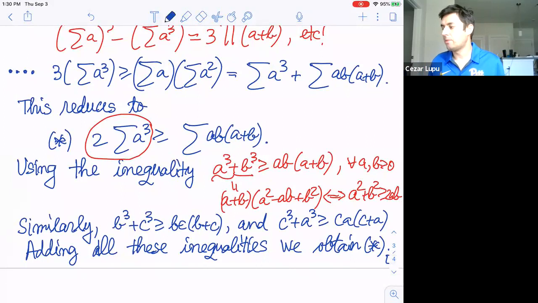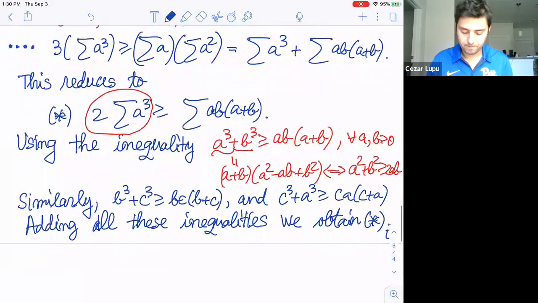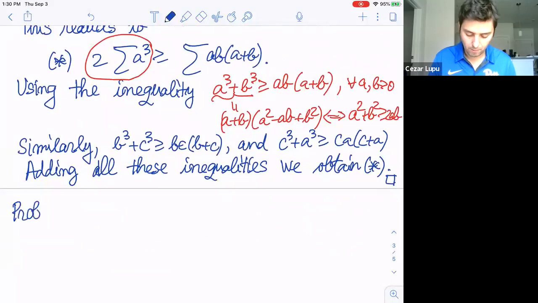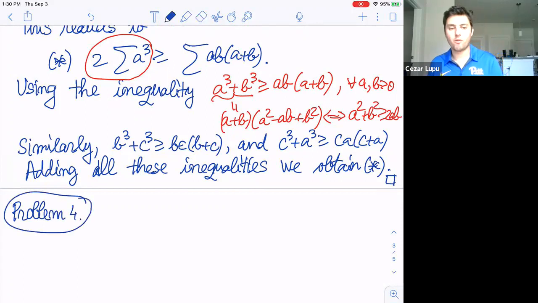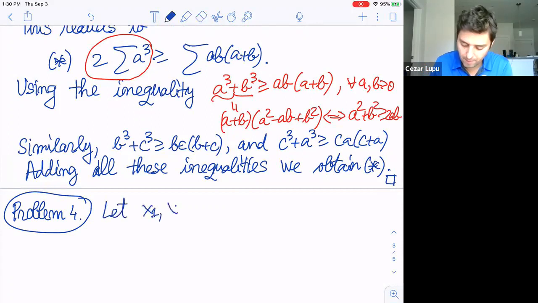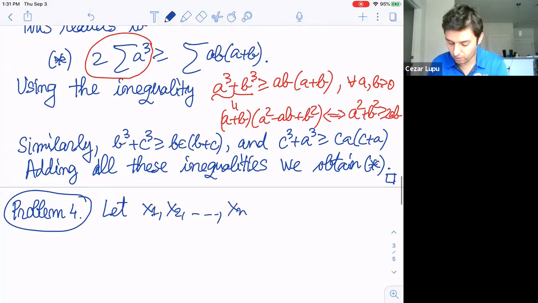Now, problem 3, we've done this in class. What about problem 4? Did you do problem 4? The first part basically says, this is a very nice application. Well, it's a special case of Cauchy-Schwarz.